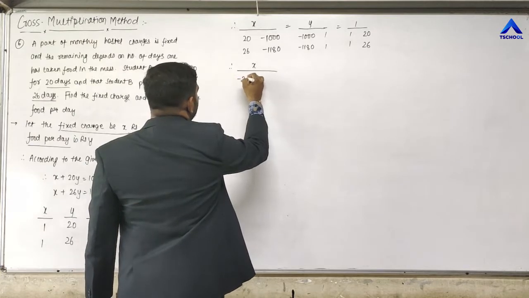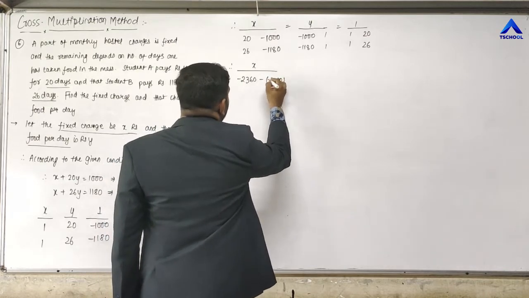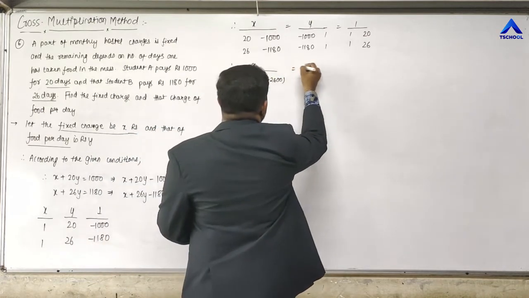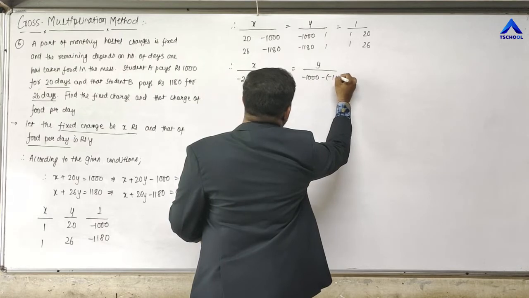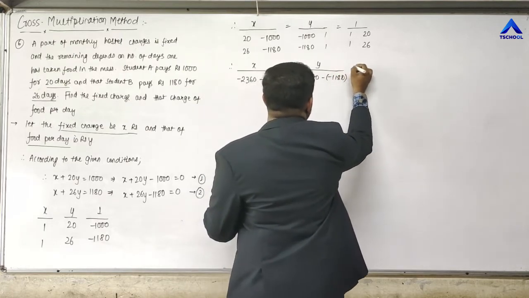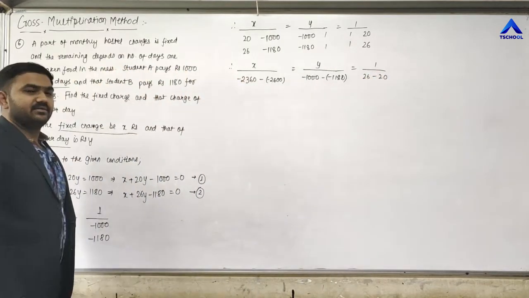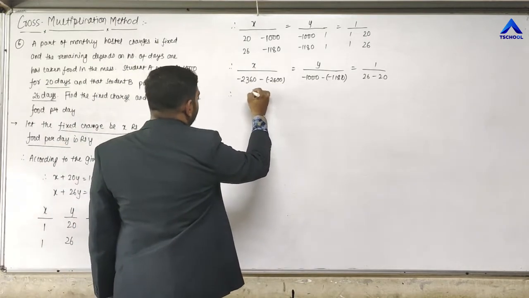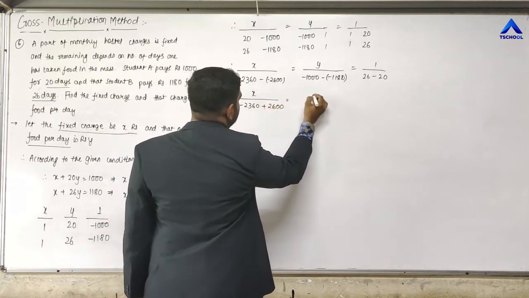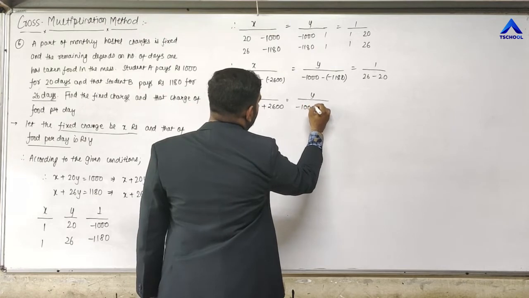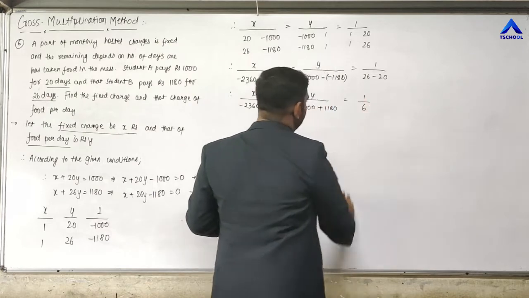Right, so that is minus 2360 minus 2600, right, equals Y upon minus 1000 minus 1180 equals 1 upon 26 minus 20. Is it clear? So let us solve them again. X upon minus 2360 plus 2600 equals Y upon minus 1000 plus 1180 equals 1 upon 6.